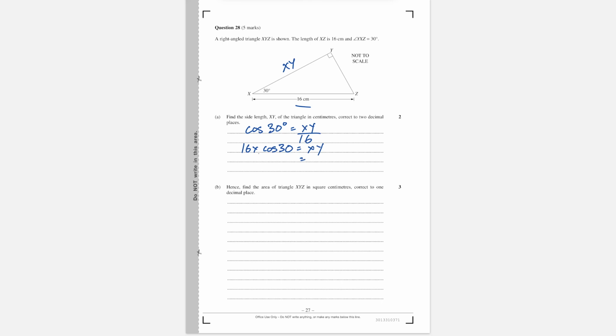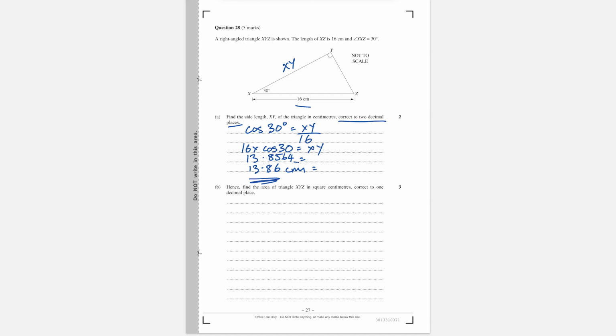Plugging that into our calculator, 16 times cos 30 gives us 13.8564. And they want it corrected to 2 decimal places. So it's going to be 13.86 centimeters is our answer.